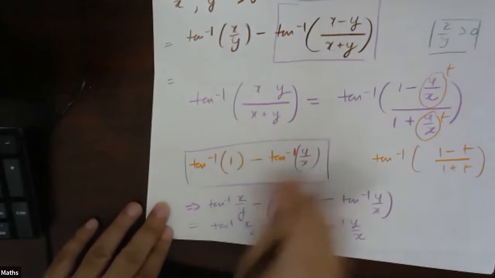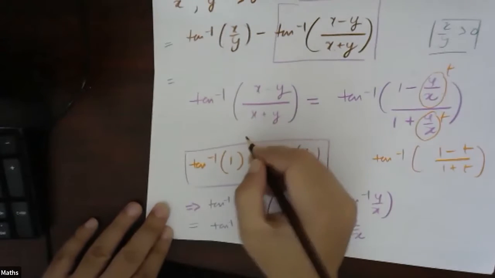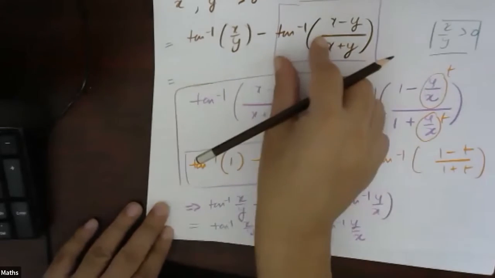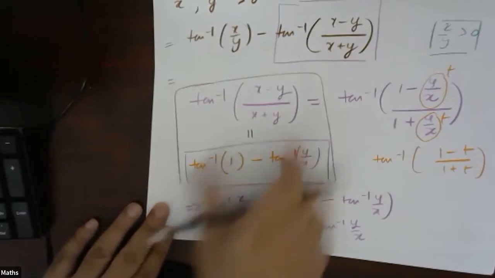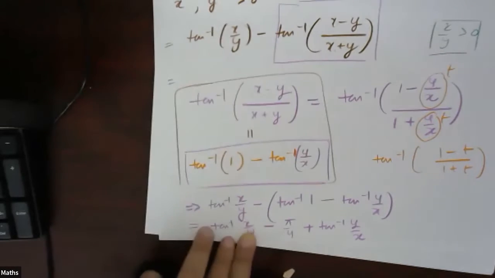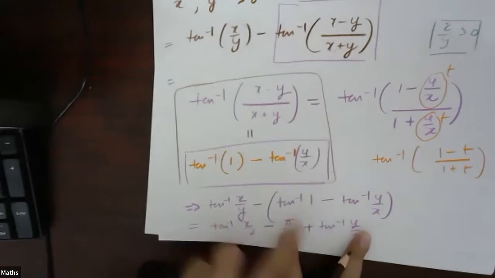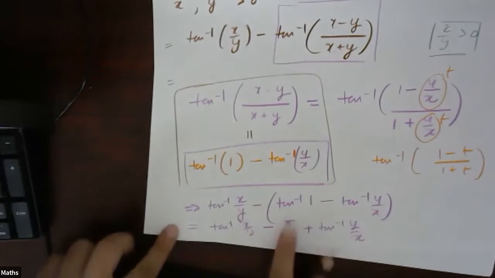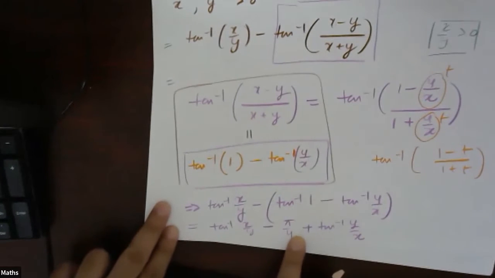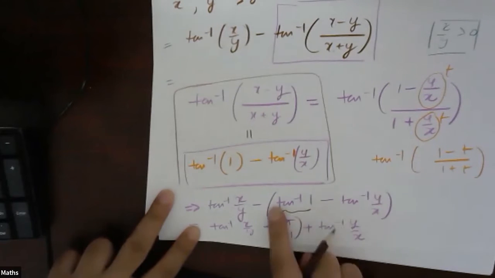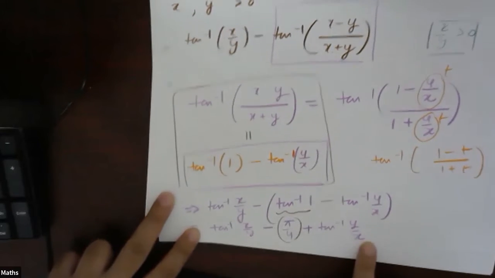Okay. And I will simply say this is equal to this. So I will substitute this in this form, right? If I substitute this, this will become tan inverse of x by y, which is simply as that. This part is this. So I have simply substituted this. So this becomes minus of tan inverse of 1, which is nothing but pi by 4. Minus will become plus. So this will become tan inverse of y by x.